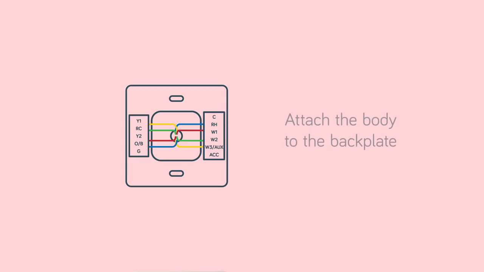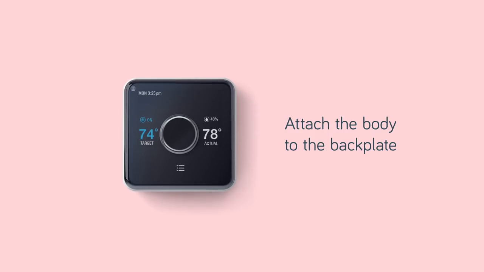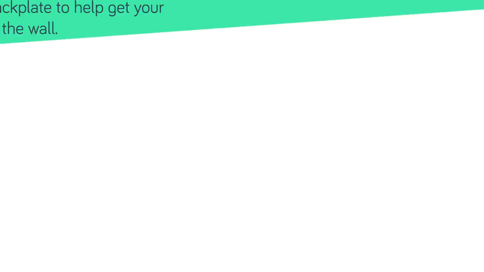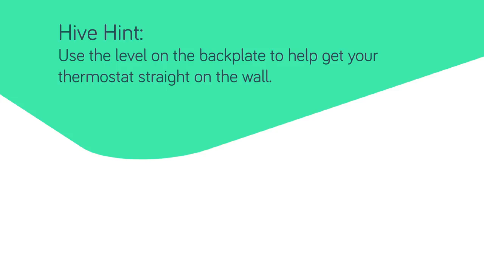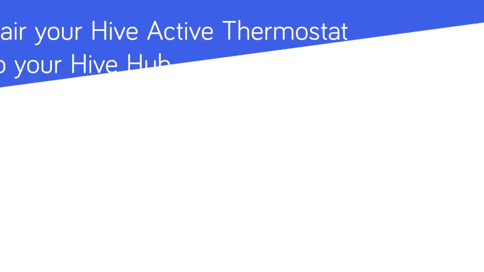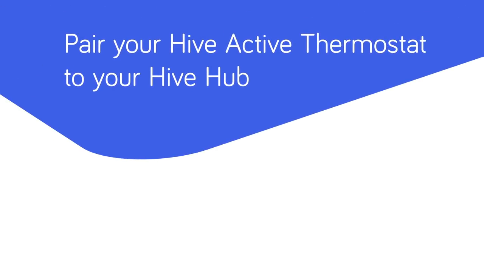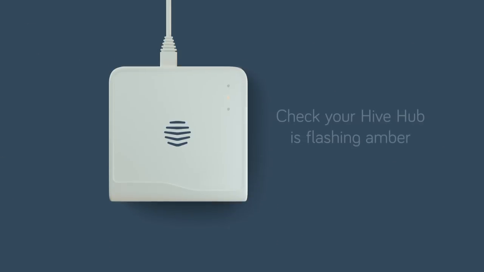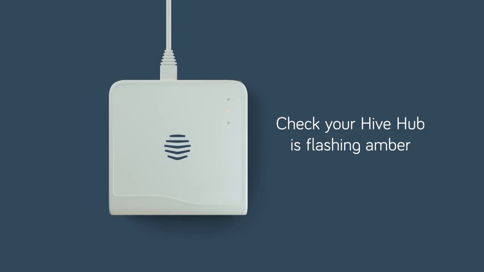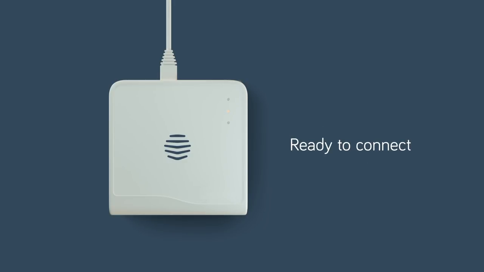Now you can attach the Hive Active Thermostat body to the backplate. Use the level on the backplate to help get your thermostat straight on the wall. Check that your Hive hub is flashing amber. This means it's ready to connect. Now turn the power back on to your heating and cooling system.